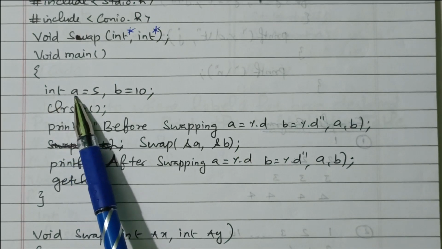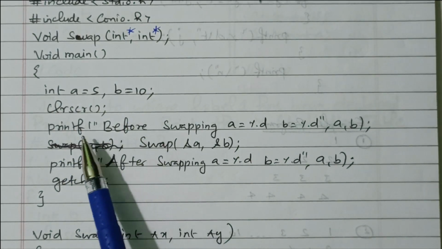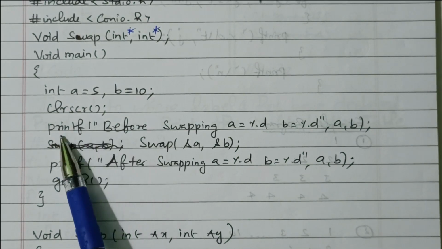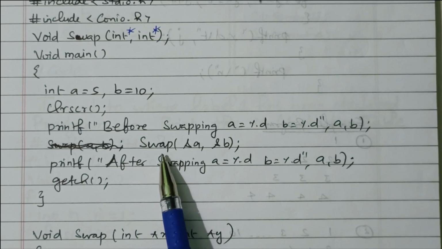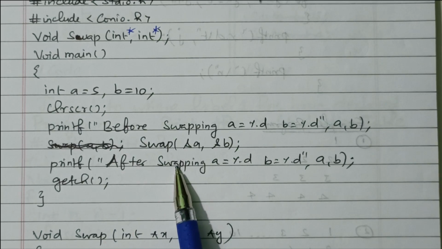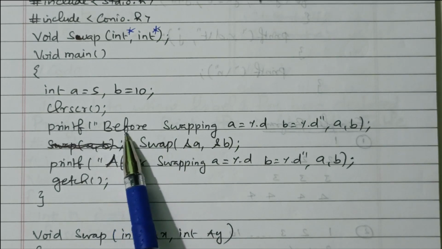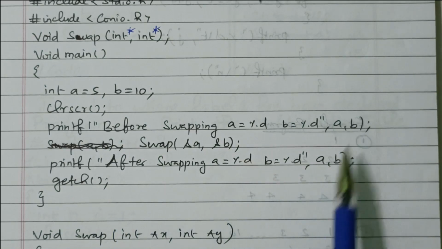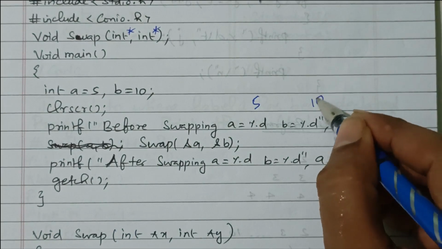So here declare integer a equal to 5, b equal to 10. Directly we declare the value. Then after clear screen, we are calling this function swap. Before calling the function, we are printing one time. After calling the function, we are printing one time. So before swapping, a equal to, b equal to. What is the a value? Will be 5. B value will be 10.